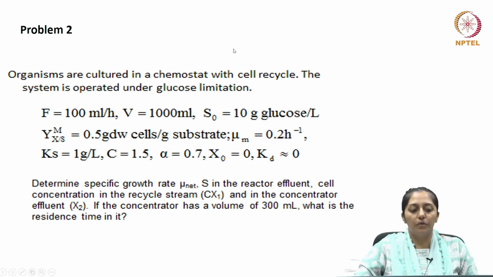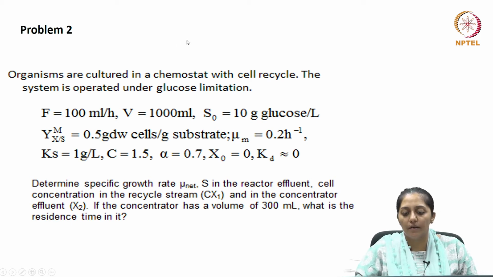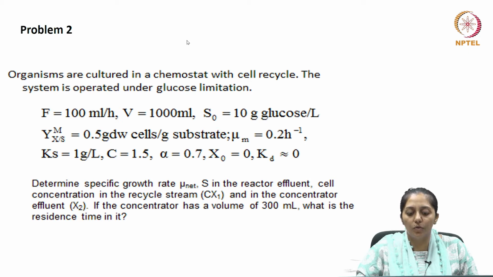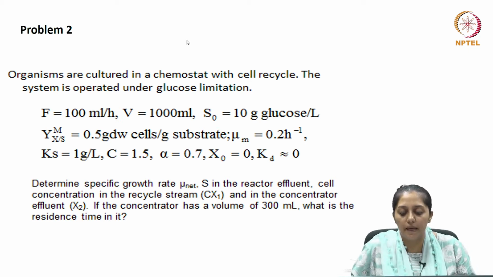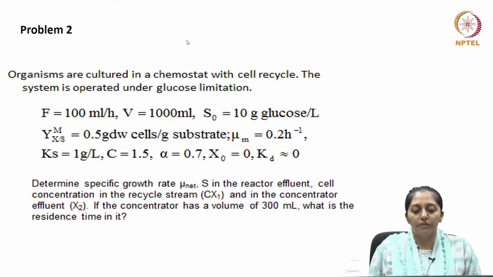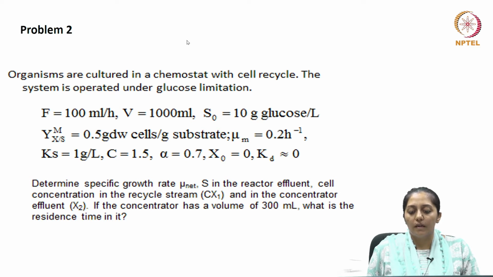Let's start the problem 2. So if you can see the problem on the slide, organisms are cultured in a chemostat with cell recycle. The system is operated under glucose limitation. The flow rate is given as 100 ml per hour. The volume of the reactor is 1000 ml and the feed substrate concentration is 10 grams glucose per liter.